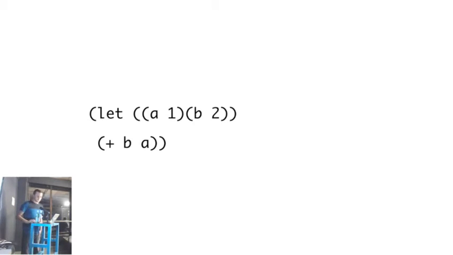Does anyone know what this programming language is? I'm not going to accept no for an answer. Yes, Lisp. Specifically, what I'm talking about here is Scheme, which is a dialect of Lisp. And Scheme is very cool because it's very transparently the lambda calculus. You can see the lambda calculus in it as you write it.